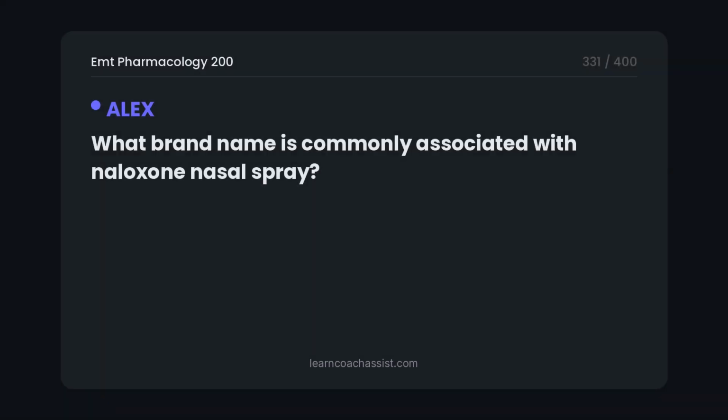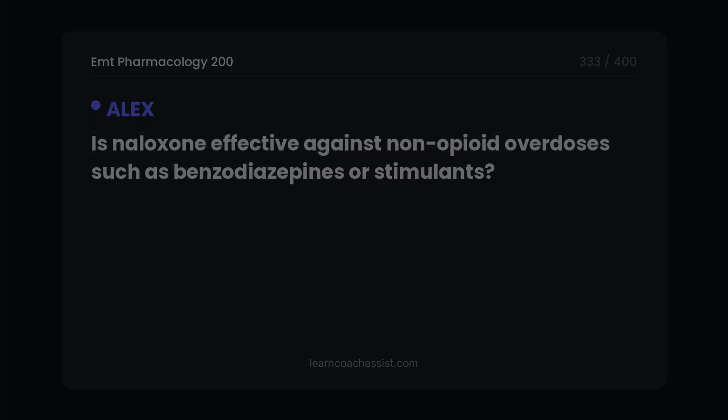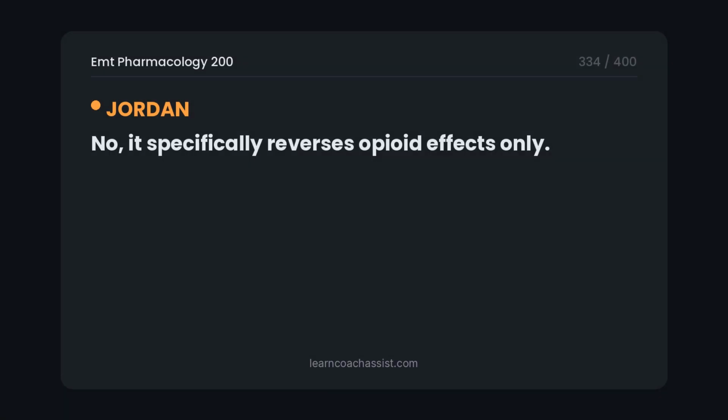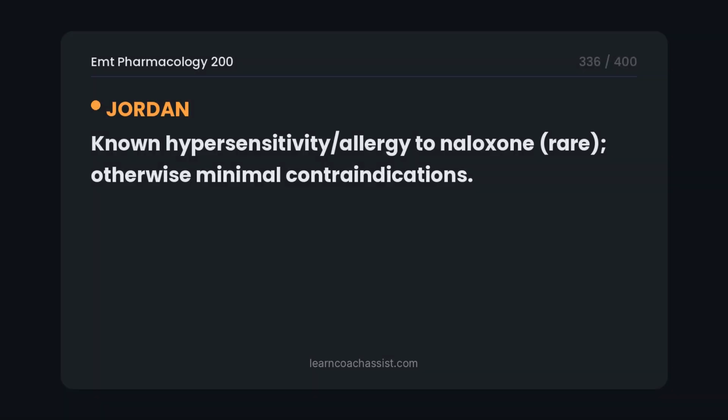What brand name is commonly associated with naloxone nasal spray? Narcan. Is naloxone effective against non-opioid overdoses such as benzodiazepines or stimulants? No, it specifically reverses opioid effects only. What contraindication exists for naloxone administration? Known hypersensitivity/allergy to naloxone, rare, otherwise minimal contraindications.